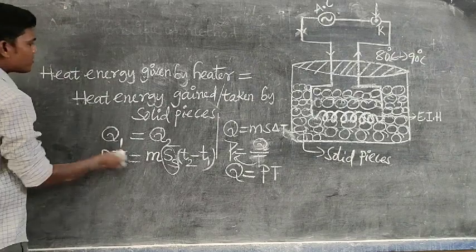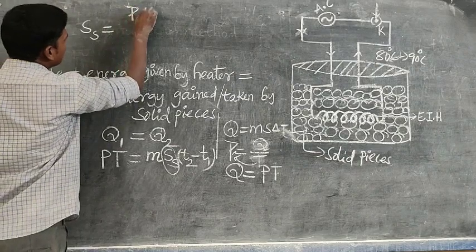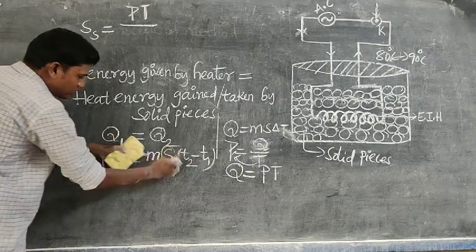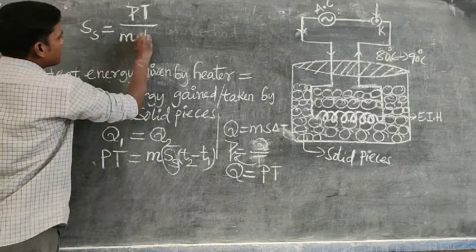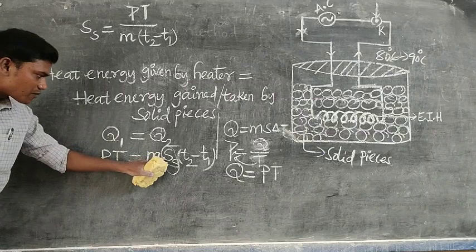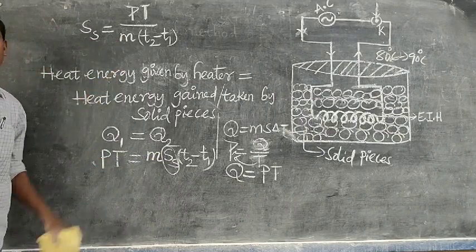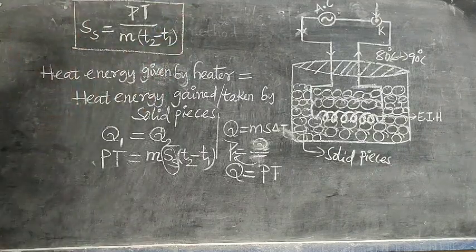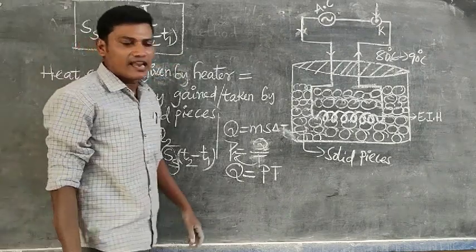That's why we can write here, S of S is equals to PT upon M into T2 minus T1. These two values transferred to this side become the denominator. So this right side term we can bring to the left hand side, it will be under the denominator. That's why this is the main formula to find the specific heat capacity of the solid pieces according to which method? Electrical method.